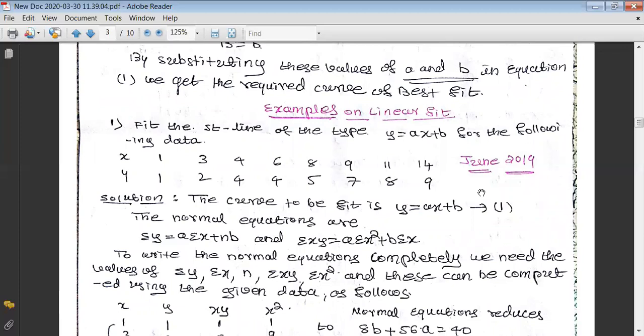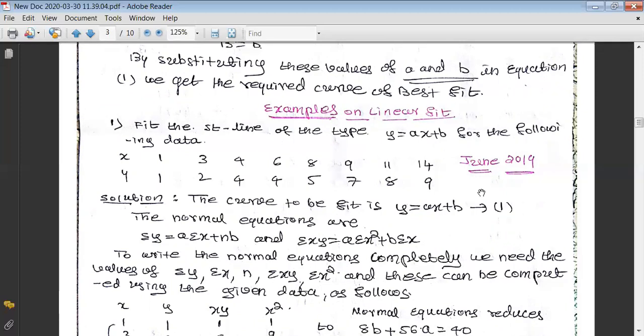Now, as I told you, first we have to write the equation of the curve to be fit. In this case, the curve to be fit is y equal to a plus bx. Let us call it equation 1. And the next important step is we have to write the normal equations. And we know the procedure for how to write the normal equations.